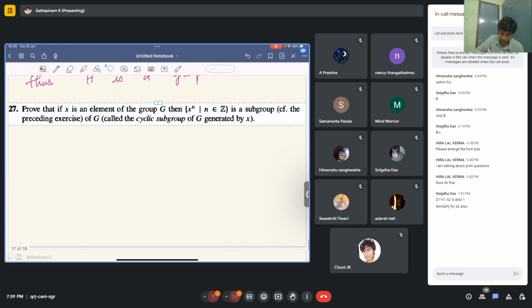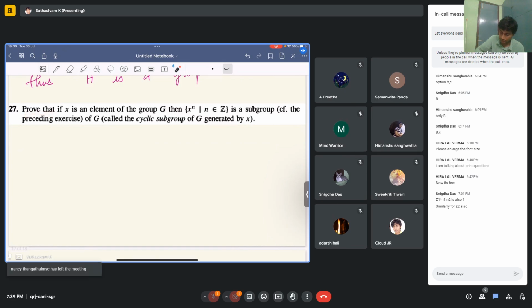Okay, so what it tells is: prove that if X is an element of G, then X power N, where N belongs to Z, is a subgroup. So that is what it says. And this subgroup is called the cyclic subgroup generated by X. Okay, so let's prove it.